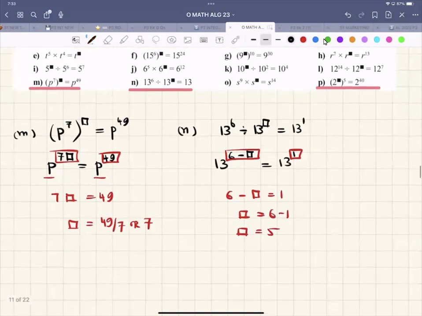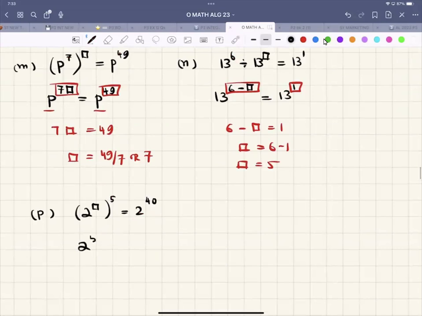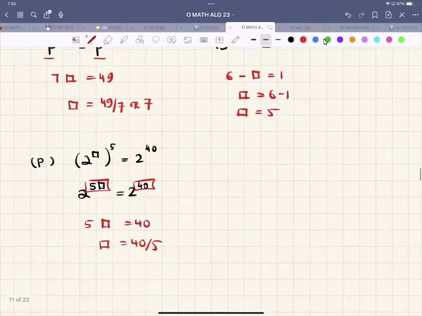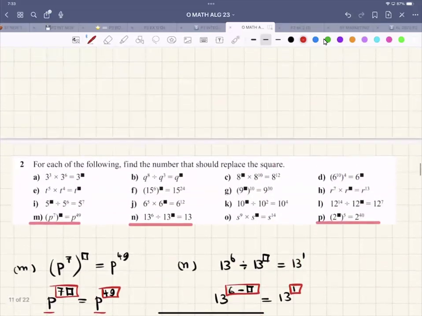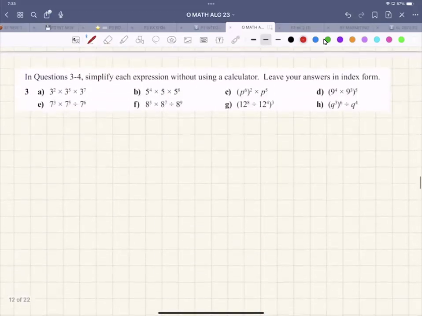And the last part, 2 raised to power of box raised to power of 5 is 2 raised to power of 40. 2 raised to power of 5 box is 2 raised to power of 40. So therefore, this 5 box is 40, box is 40 over 5, which comes out to be 8. So these are some nice special questions that I've solved them.